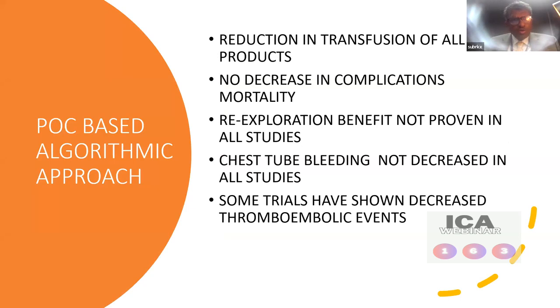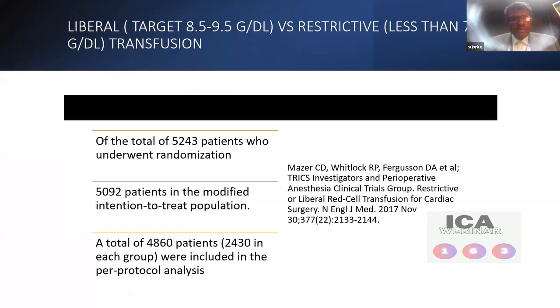So we all know that if you use TEG or ROTEM or the new Quantra, and use an algorithmic approach in cardiac surgery, a reduction in transfusion rate can be achieved, though there won't be a change in chest bleeding or re-exploration. But definitely, some scientific rationale can be applied to transfusion management using point of care coagulation tests. There is also the study targeting liberal transfusion versus restrictive transfusion.